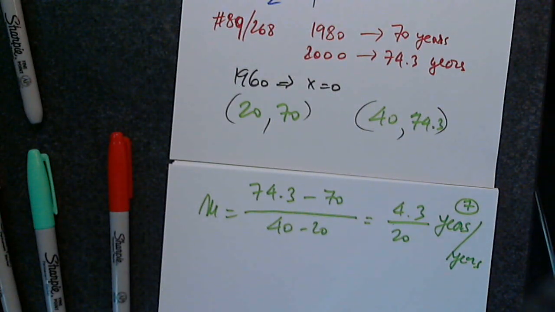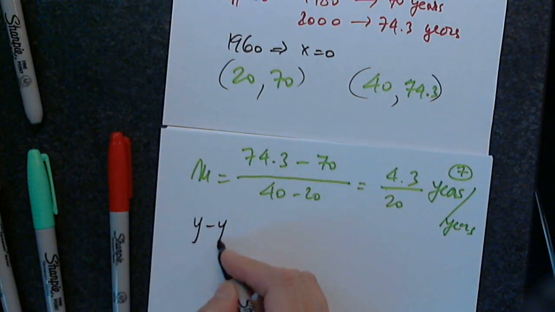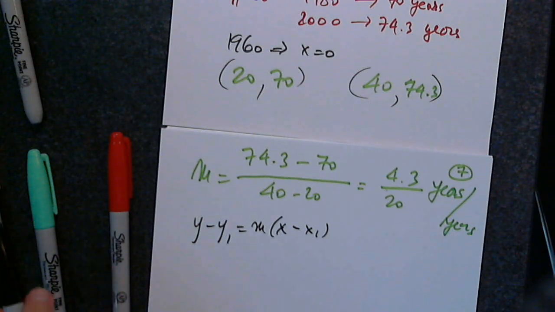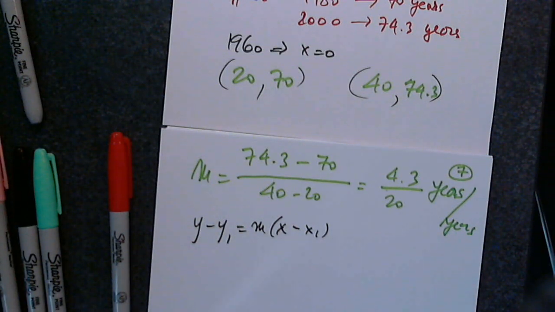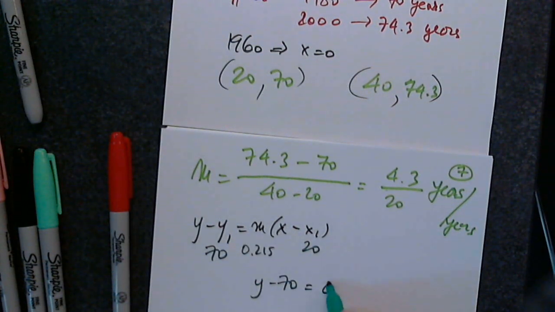Now, how do I determine the equation of the line? Is any of these the y-intercept? No. So then I have to use y minus y1 equals the slope times x minus x1. I can divide that 4.3 by 20, and I get something small, 0.215. Let's use 20 and 70. So y minus 70 equals 0.215, and in parentheses x minus 20.